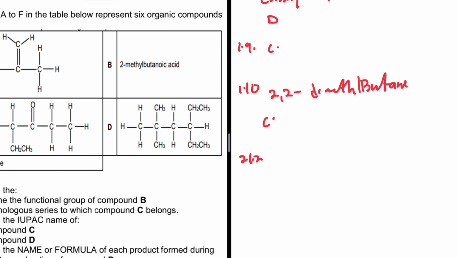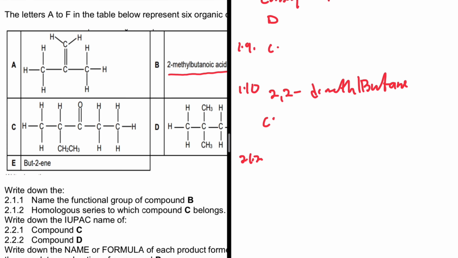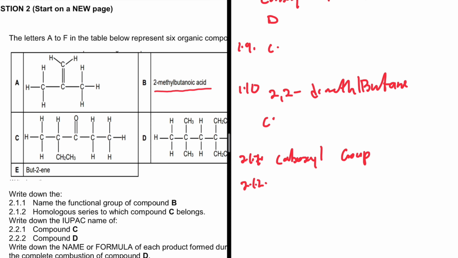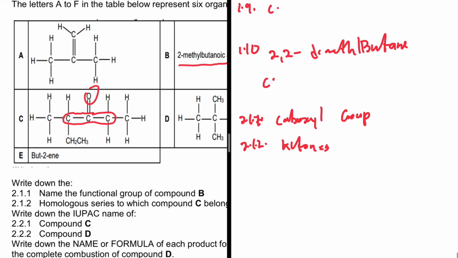So compound B is 2-methyl butanoic acid. So that is a carboxylic acid, right? But what is the name of the functional group? Carboxyl group. There we go. If it was an alcohol, it would be hydroxyl group. And then 2.1.2, homologous series to which compound C belongs. Compound C, obviously we have this carbon bonded to 2 other carbons, right? And then oxygen. So clearly that is ketones. The homologous series is ketones.